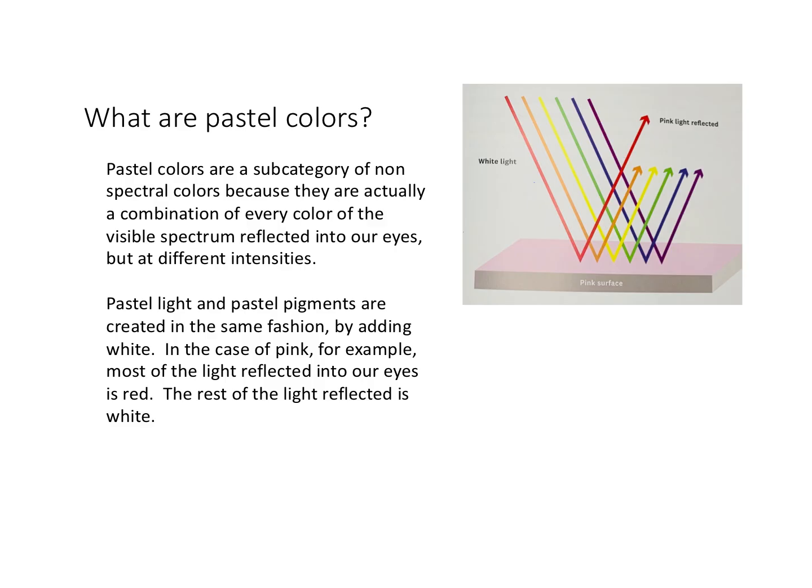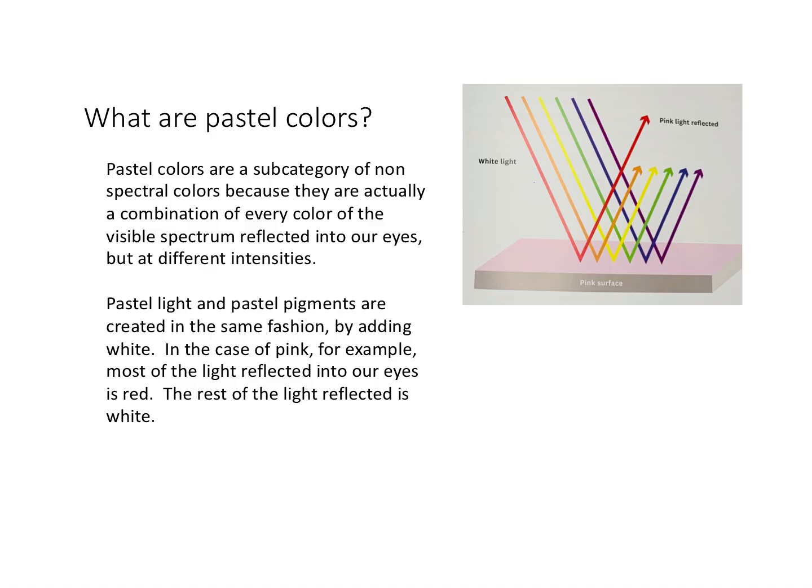Pastel light and pastel pigments are created in the same fashion, generally by adding white. In the case of pink, most of the light reflected into our eyes is red, and the rest of the light reflected is white light. And so it's the mixing of that pink or the red with the reflected white light which shows up as pink for us.